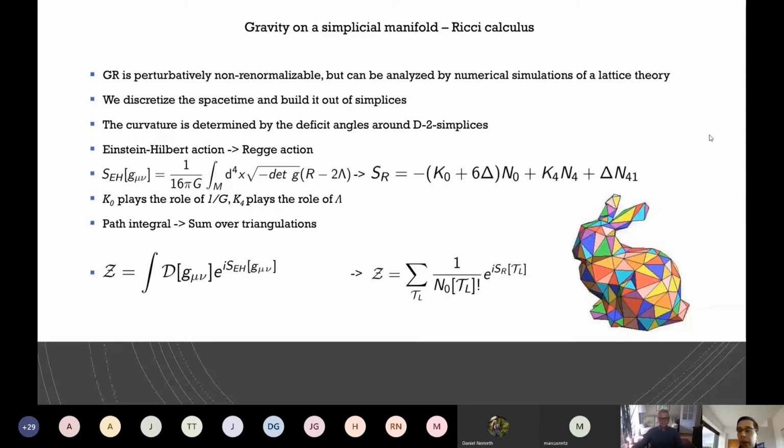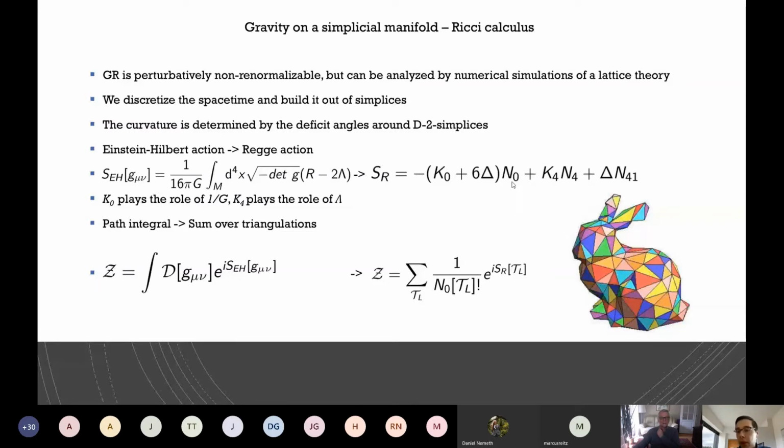So we can discretize the space-time, build it out of simplices, and use the Regge prescription, the Regge calculus, in which the curvature is determined by the deficit angles around d-2 simplices, and the action on a simplicial manifold in Regge calculus has a very simple form, also mentioned by the previous speaker. And here we have three coupling constants. One of them plays the role of 1 over G, another one plays the role of the cosmological constant lambda, and we have simplex parameters N0.